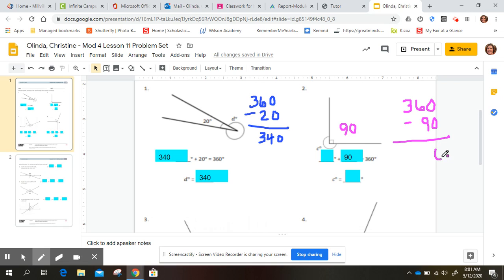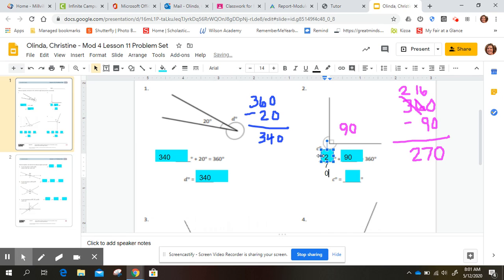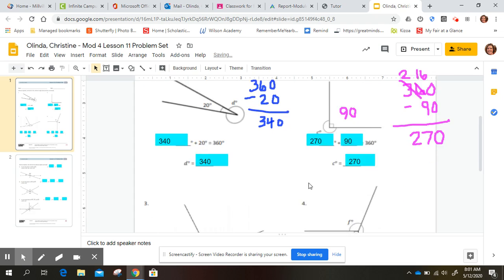0 minus 0 is 0. 6 minus 9, I can't do that, so I borrow from the 3. 16 take away 9 is 7. 2 take away nothing is 2, so it'll be 270. So 270 plus 90 equals 360. So the missing degree would be 270. All right, let's move down.